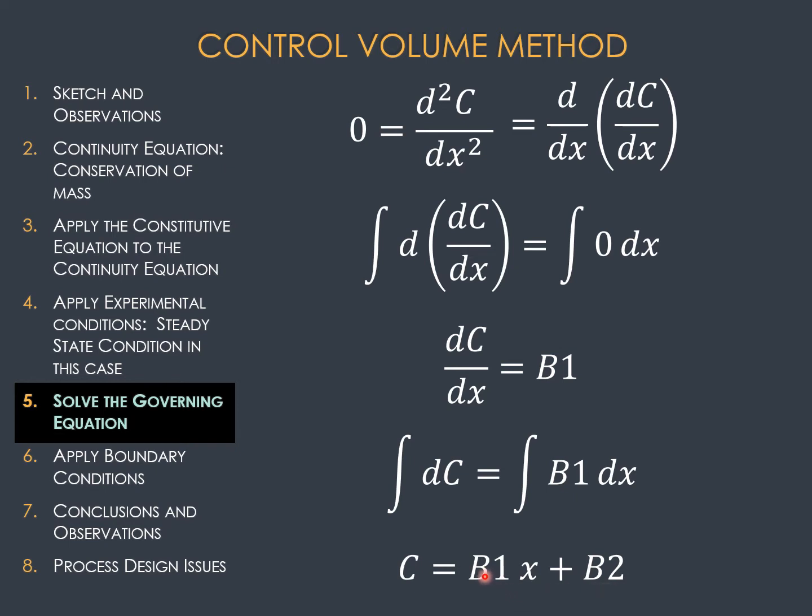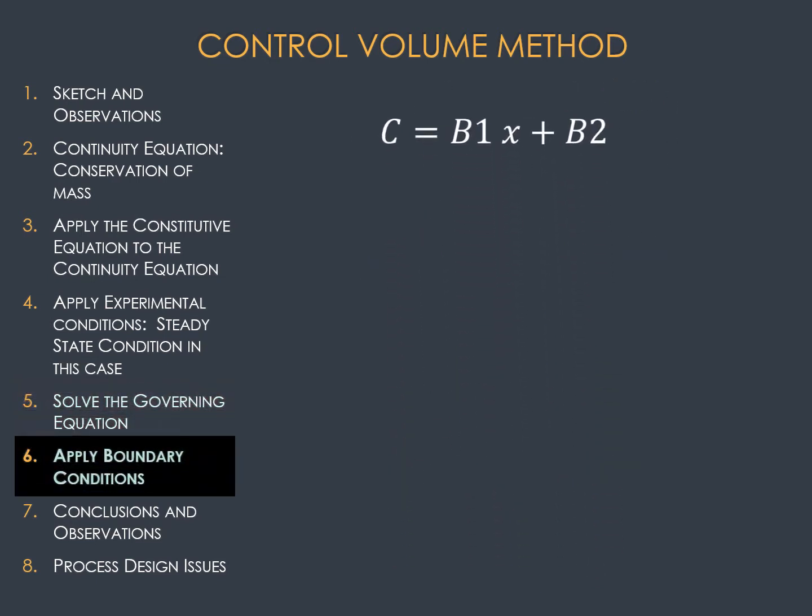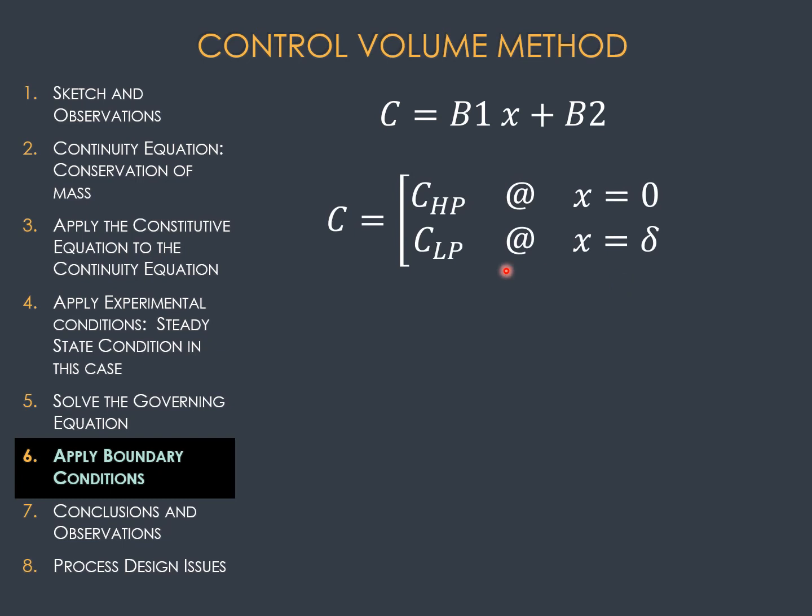And so now all we have to do is to go ahead and solve for the b1 and b2, and then we will get an equation for the concentration as a function of position as I move from the left side of our membrane to the right side. Okay, so we're going to apply the boundary conditions. So we're going to take that equation, move it on up, and we're going to go ahead and define our boundaries. So at the left side of the problem, so x equals 0, we're going to have a high pressure concentration. And at the right side, which would be x equal to delta, because we said this was the film thickness, we're going to have a low pressure concentration. Those are fixed at those two surfaces across our membrane, x equals 0, x equals delta.